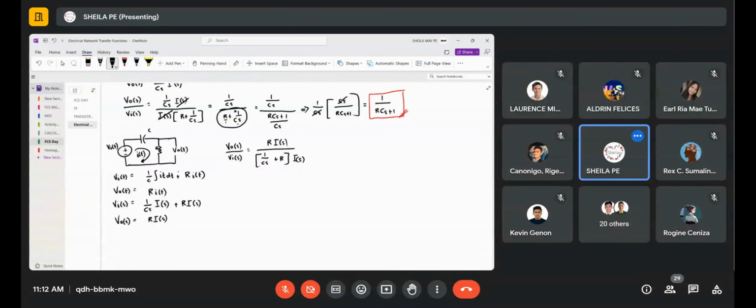You cancel out I(S). So basically we have the transfer function R over 1 over CS plus R. And this is our function.